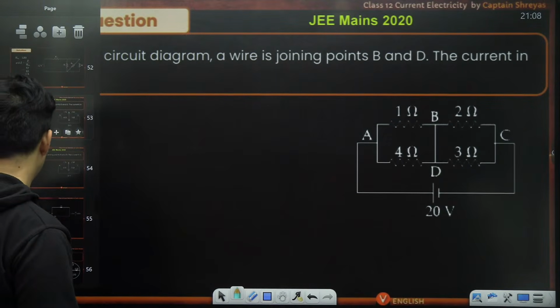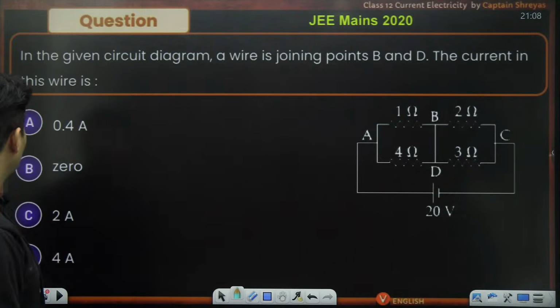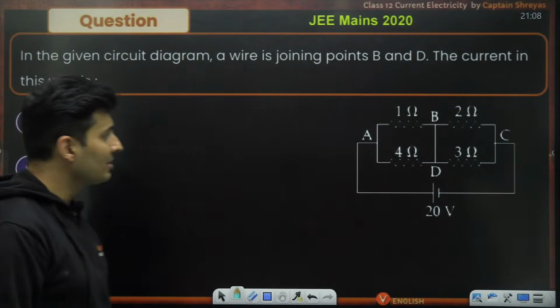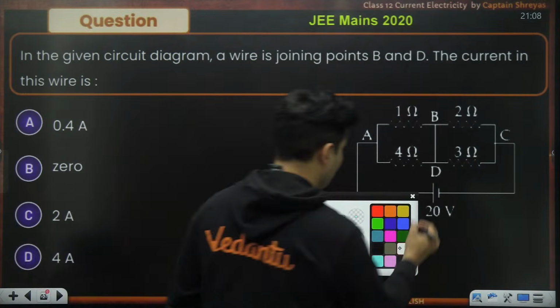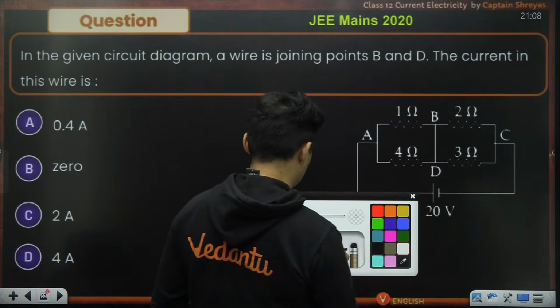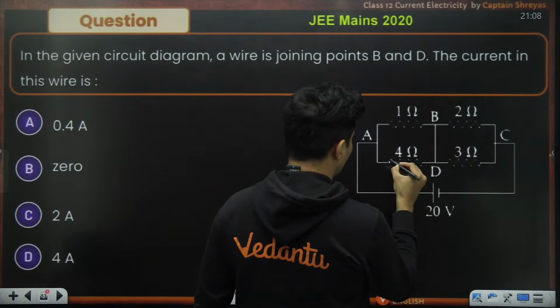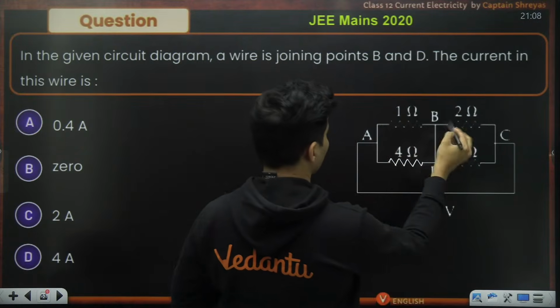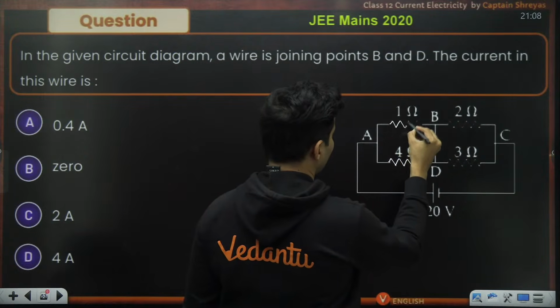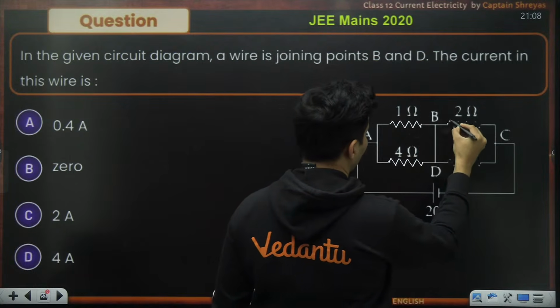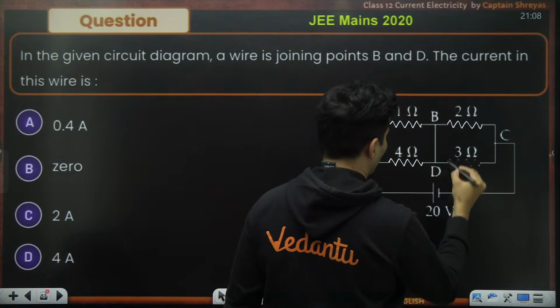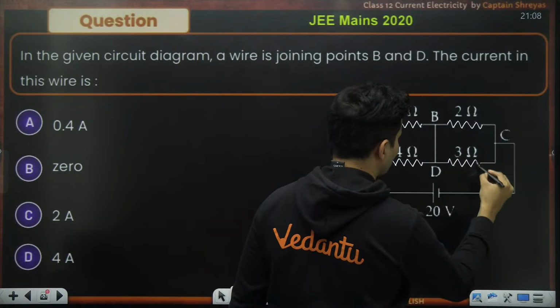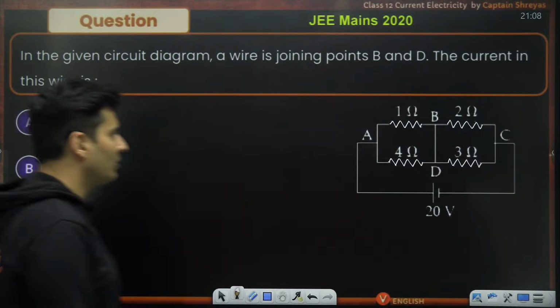Now, let's solve this particular question, which is a PYQ of 2020. This is a very good question. I think the diagram is not so clear, so I'll just draw it. Meanwhile, read the question. The question is to find, I think, the current in the wire joining B and D. Very nice question. Many students got confused in this. If you can solve it in the first go, hats off to you.